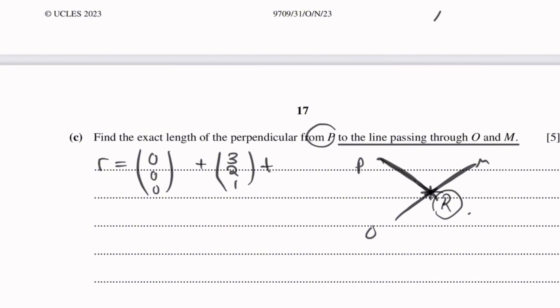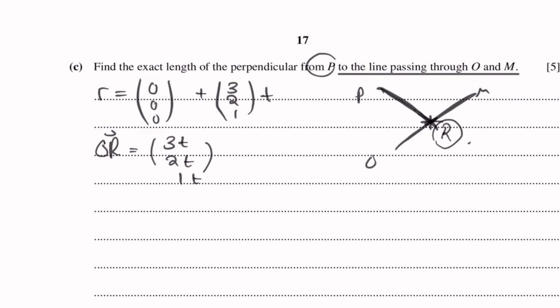So for us to find R, since it's lying on the line OM, its position vector is going to have the equation of the line. So if I find R, then OR is going to equal 3t, 2t, and 1t. So when we figure out t, or how far along it is on the line OM, then we know where the point R is. But until then, we don't know it. So we want to find t in order for us to find R, which allows us to find the length.